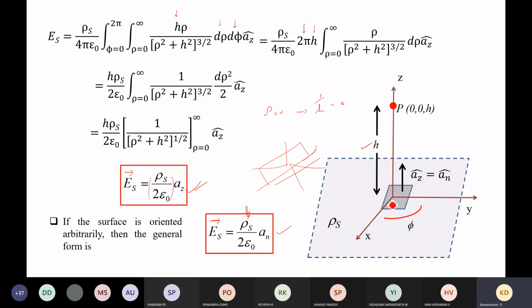In other words, along the sheet charge, along the plane of the sheet charge, there is no electric field component available. So the electric field will always be perpendicular. It is very difficult even to draw it.